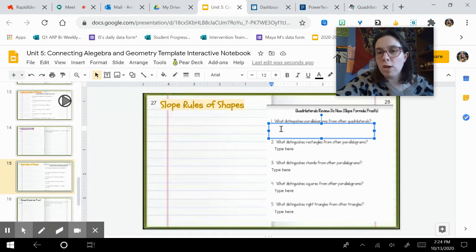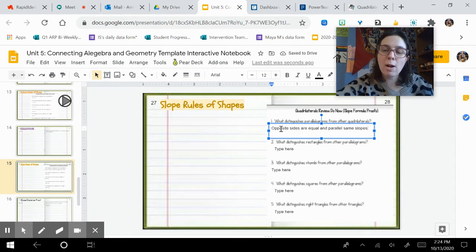What distinguishes parallelograms from other quadrilaterals? Their opposite sides are equal and parallel, same slopes. So opposite sides of a parallelogram are equal and opposite sides have the same slope, which means they're parallel.